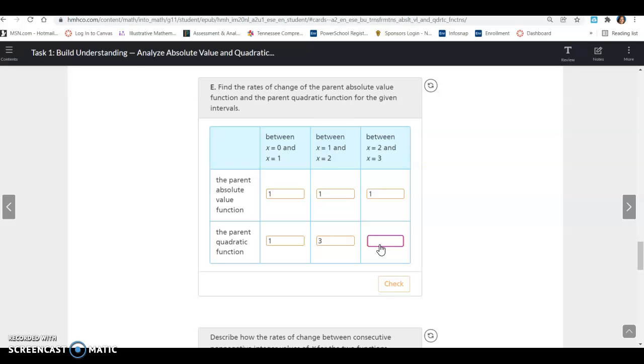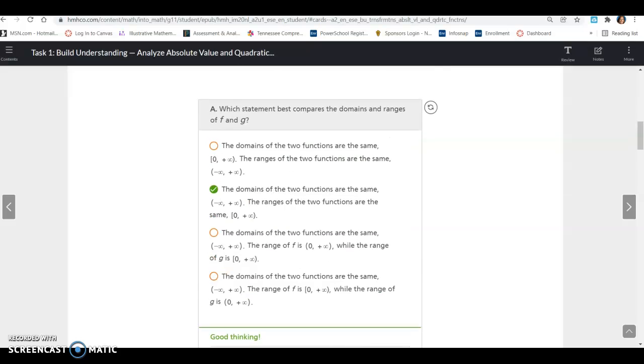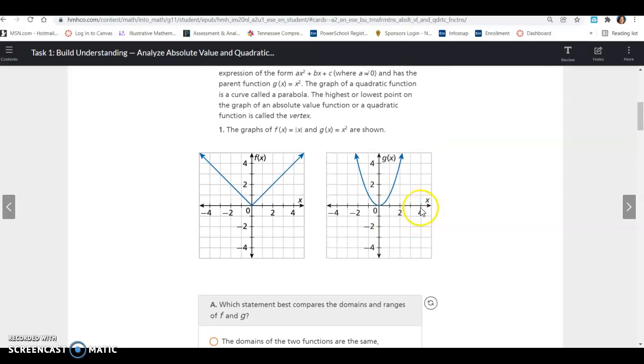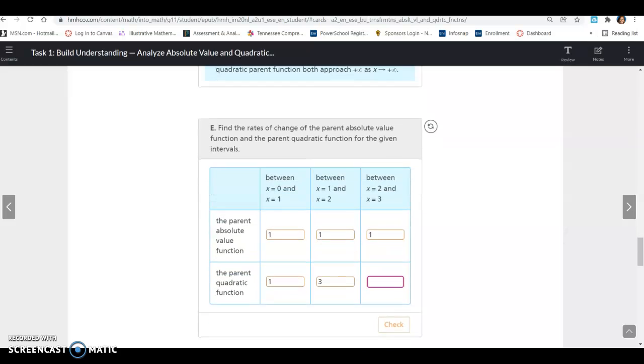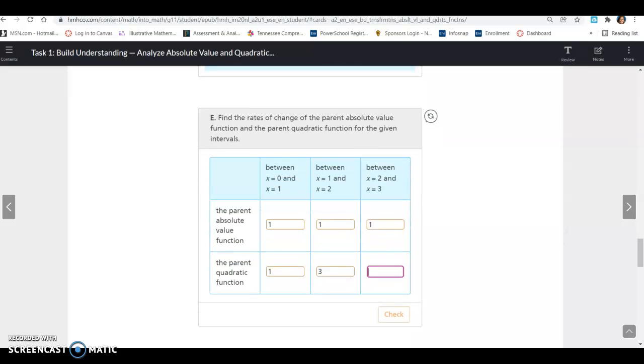All right, now 2 and 3. Okay. All right, so we can't see what it's going to be at 3, but you can plug in the x and find out. So what's 3 squared? 3 squared is 9. So that would be the point 3, 9. And the previous point, I believe it says from 2 to 3, we know that's 2, 4 is that point. So it's going to be 9 minus 4 over 3 minus 2. 9 minus 4 is 5 over 1. So this one would be 5.